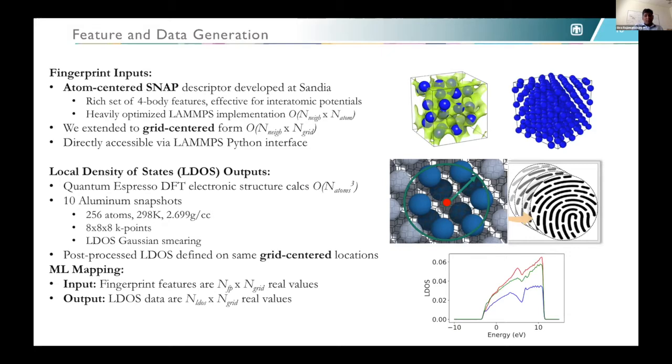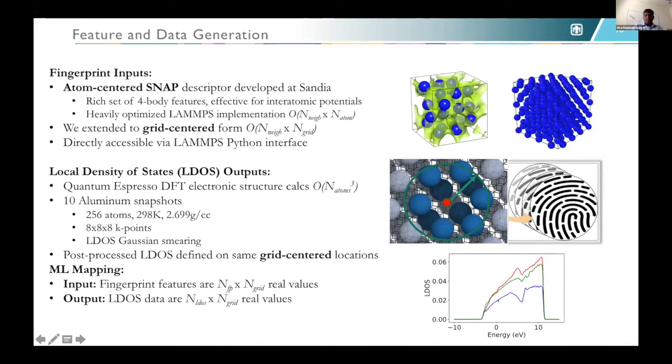We do this using Quantum Espresso. And the material of interest for this particular talk is aluminum. And here's one configuration I gave as an example. It's 256 atoms at ambient temperature. I'll also show some results with higher temperature in a moment. And we use Gaussian smearing to calculate these LDOS. So we calculate these LDOS vectors at each grid point. And it looks like the figure on the bottom.